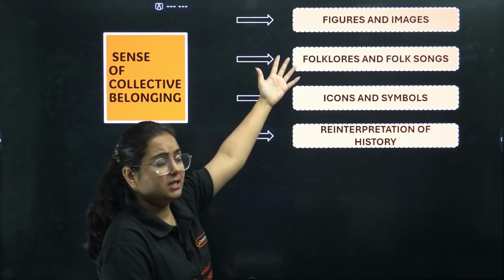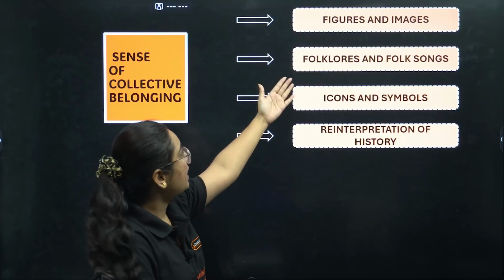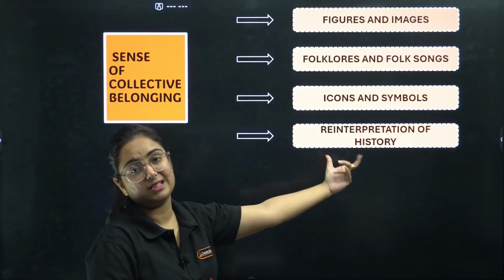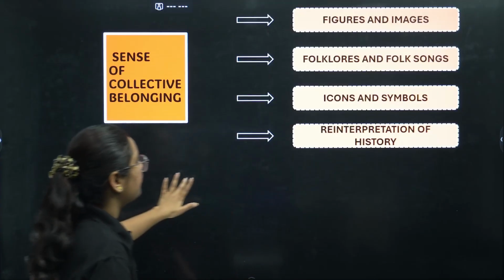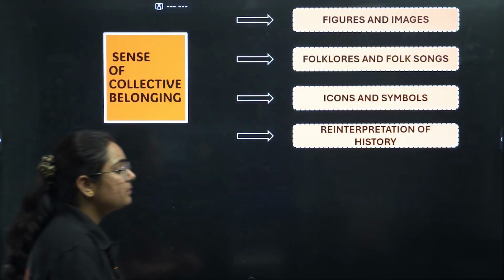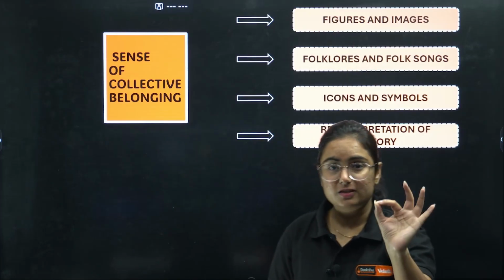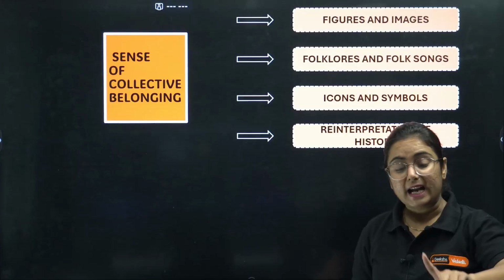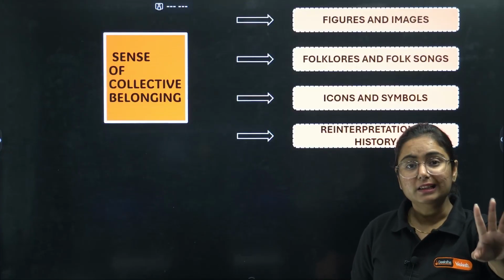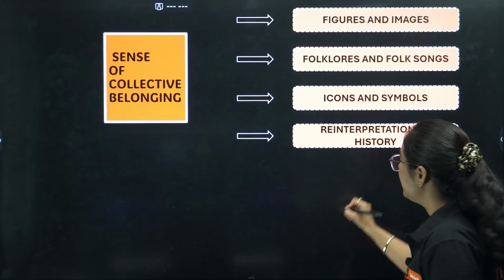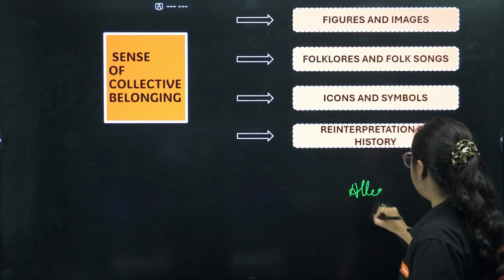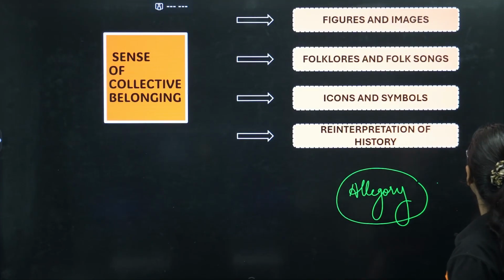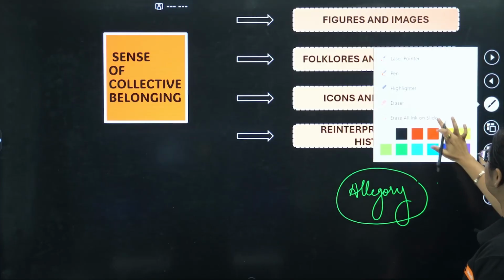See, figures and images have their own role. Folklores and folk songs, icons and symbols, and the very important one, that is reinterpretation of history. So we are starting with the first topic, that is the role of figures and images, right? Similarly, we have studied in nationalism in Europe the allegory, the female figure that represented a nation, creating a feeling of unity among its citizens.